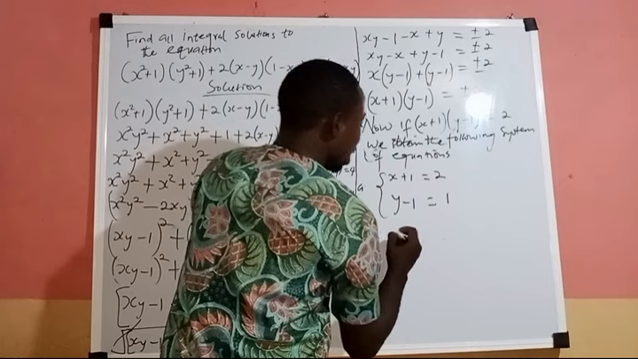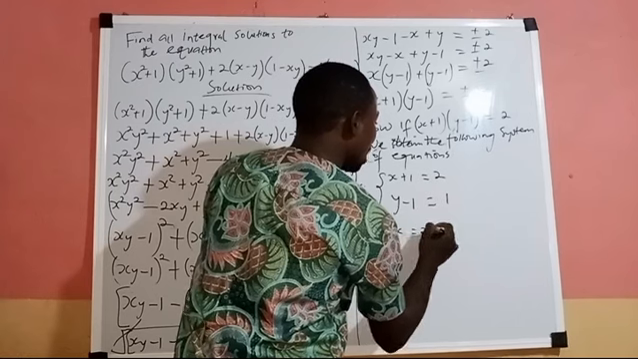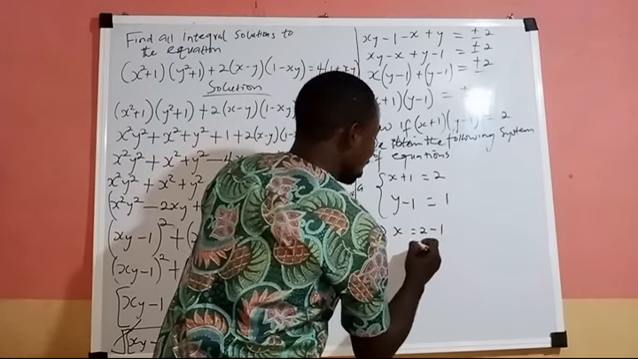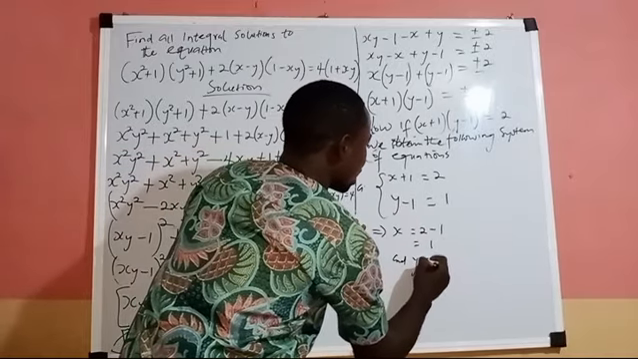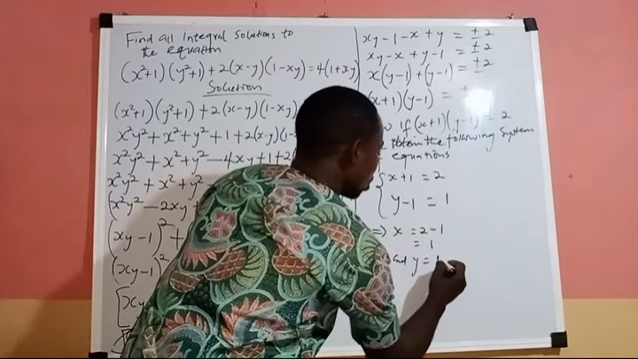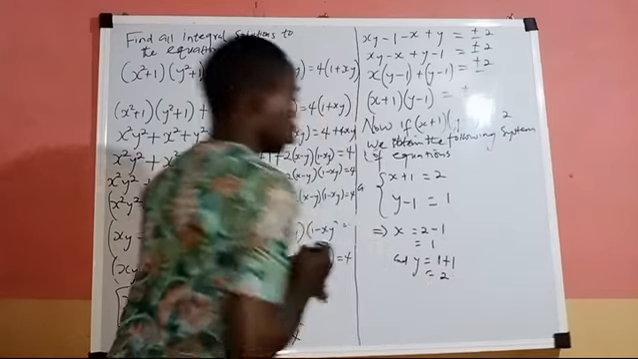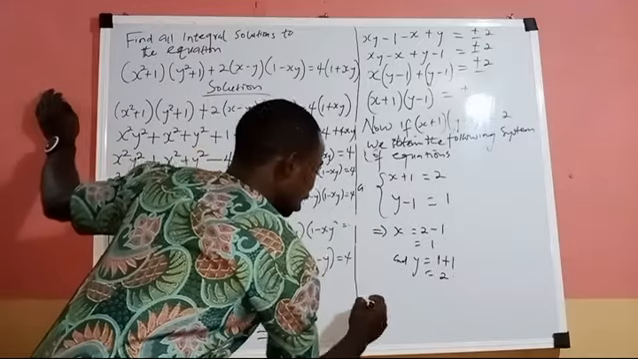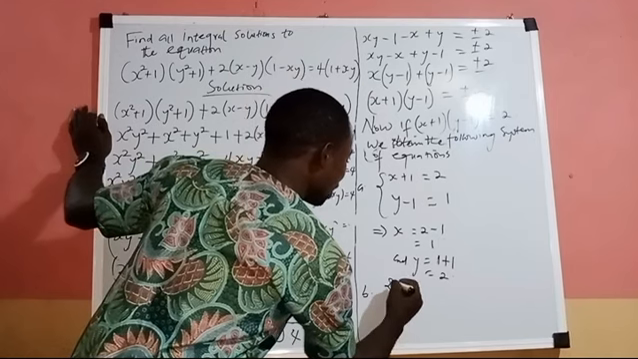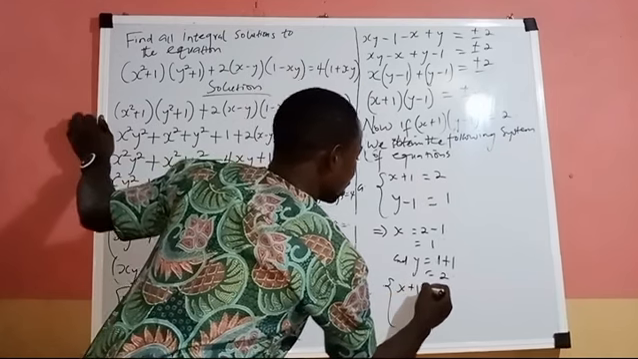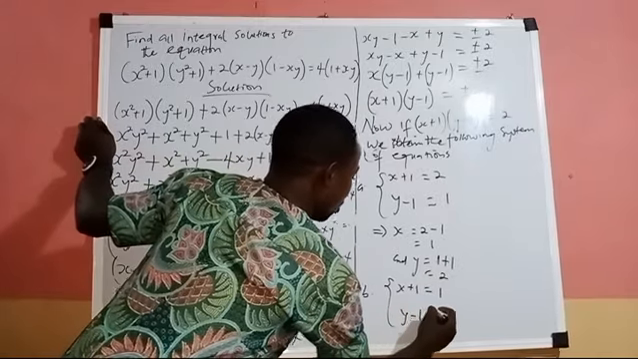And if this holds, which implies that our x is actually going to be equal to 2 minus 1. Okay, and that's actually going to give us 1. Okay, and of course we also have that our y is equal to 1 plus 1, and that is actually going to give us 2. Okay, so that is case A, and then case B. If this also holds, the next system of equations we are going to be having is that x plus 1 is going to be equal to 1, and then y minus 1 will be equal to 2.